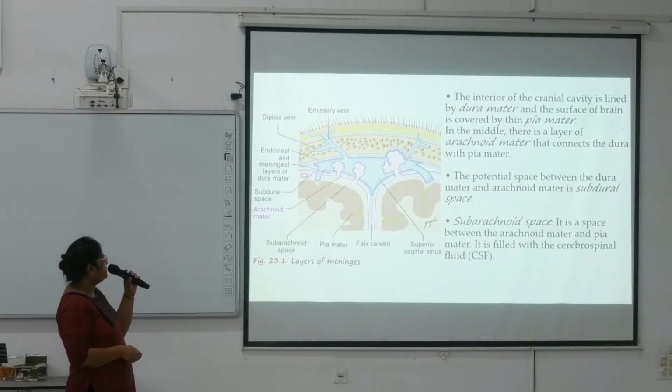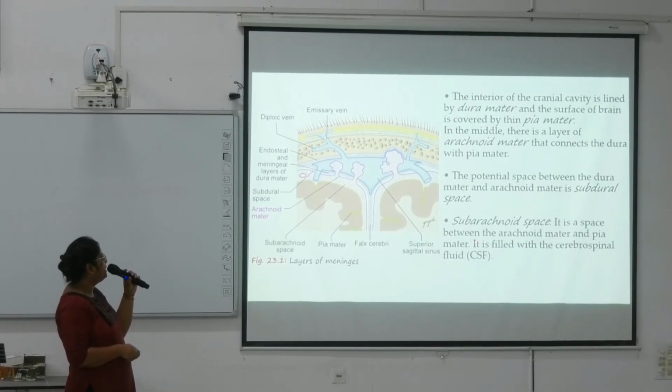Subarachnoid space is the space between the arachnoid mater and pia mater, and it is filled with CSF. Below this arachnoid mater, this area is the subarachnoid space, and it is filled with CSF.